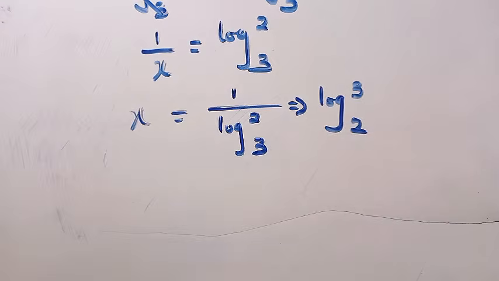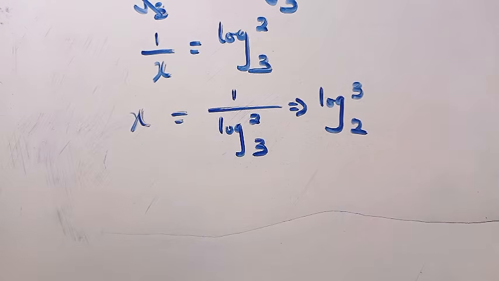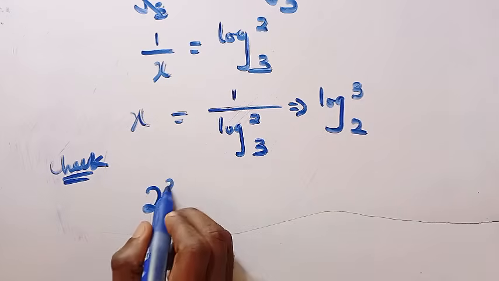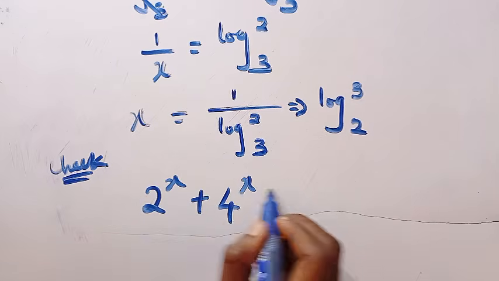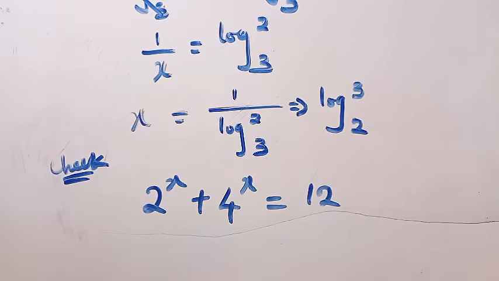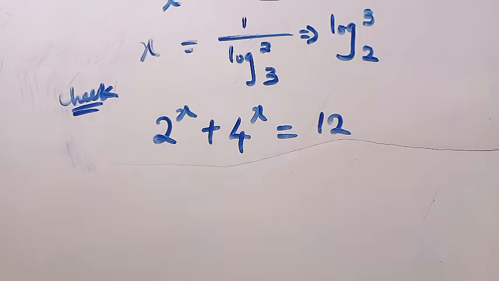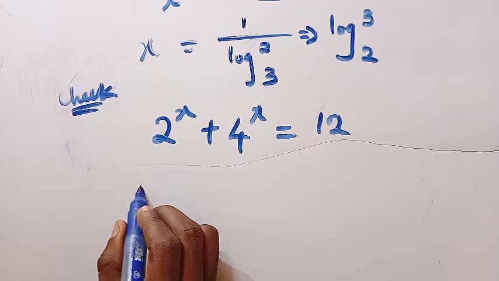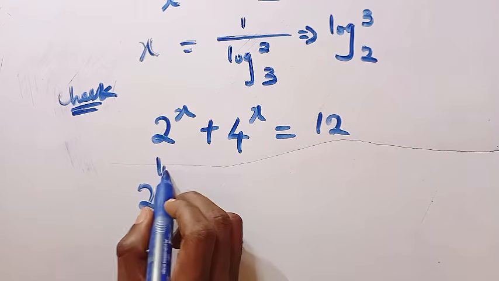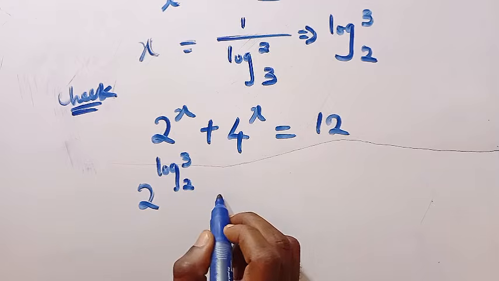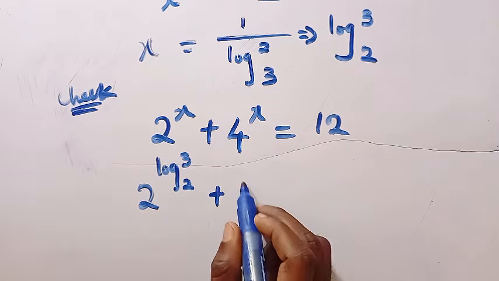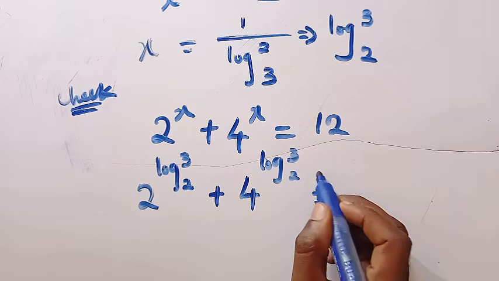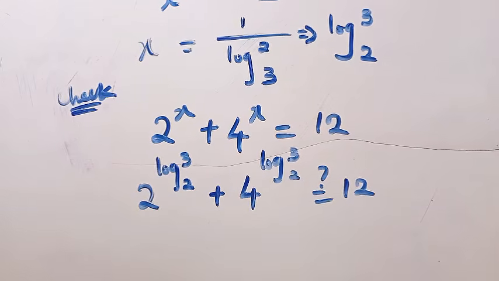Then let's try to put a quick check on this. From the given question, we have 2 to the power of x plus 4 to the power of x equals 12. If x equals log 3 base 2, then we are going to have 2 raised to the power of log 3 base 2, plus 4 raised to the power of log 3 base 2. We want to check if this equals 12.